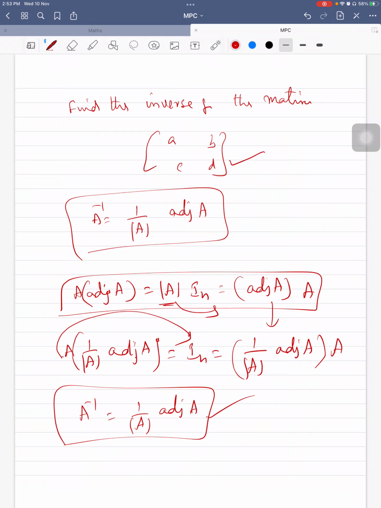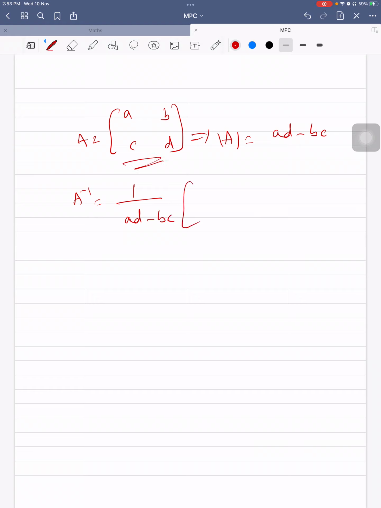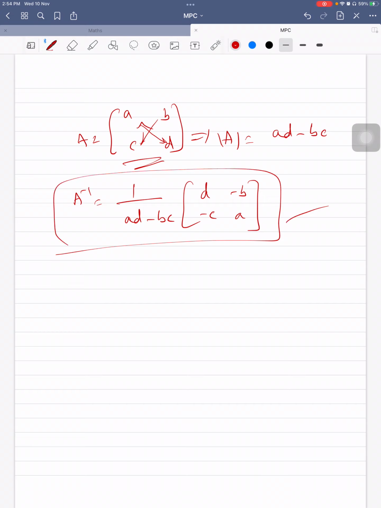Now we see the inverse of the matrix [a, b; c, d]. A inverse is 1 by determinant of A, which is ad minus bc, times the adjoint of this. So interchange a and d and change the sign of b and c: [d, minus b; minus c, a]. This is the inverse of the given matrix.